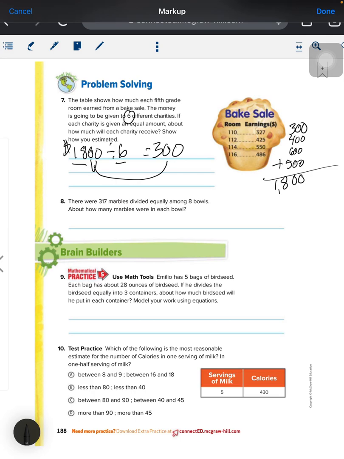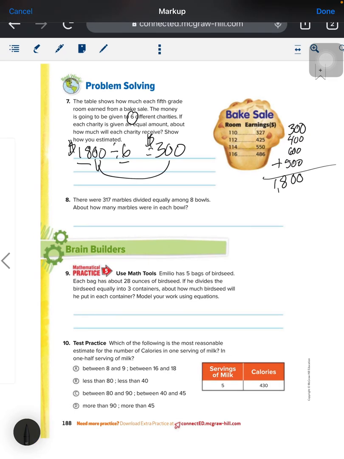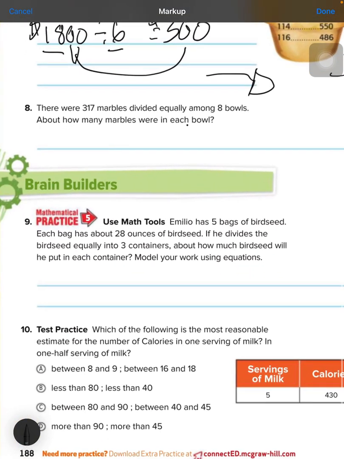And this, my fine friends, is why you've been doing all of this crazy chapter, so when you have problems like this, all you have to do is estimate, and you've got a quick answer. Each charity will receive about $300. And they want you to show how you estimated. So just point a little arrow over here showing your work.